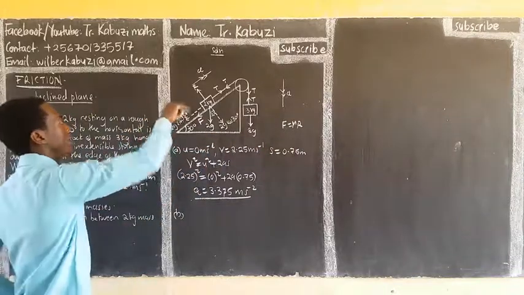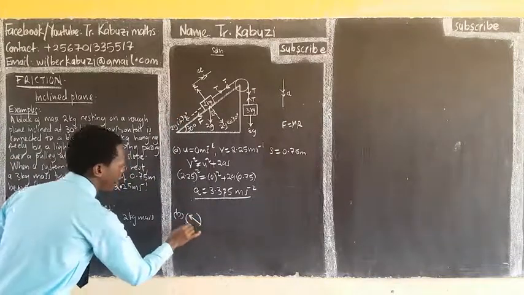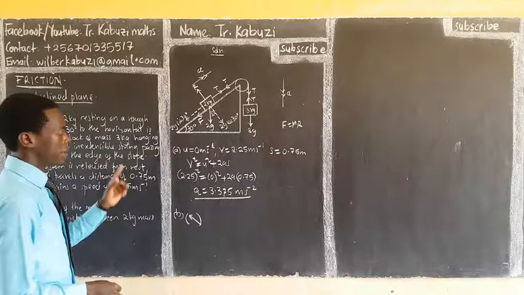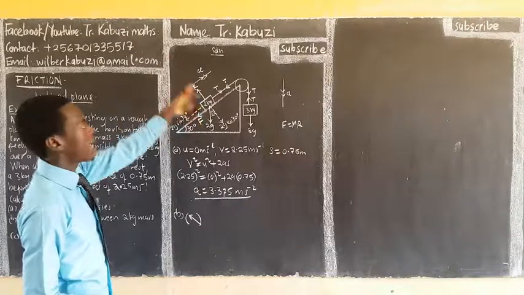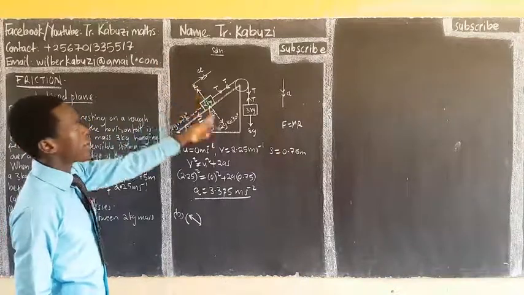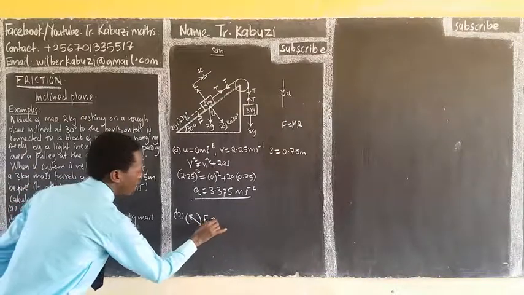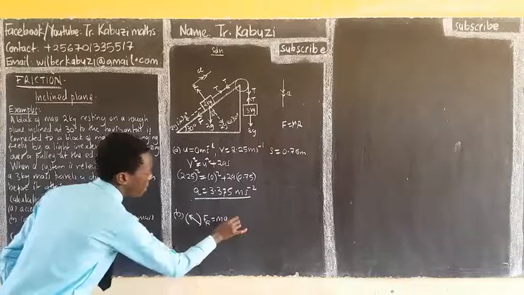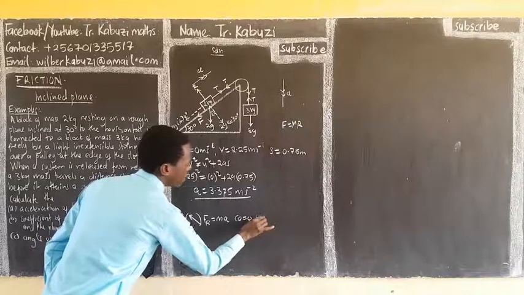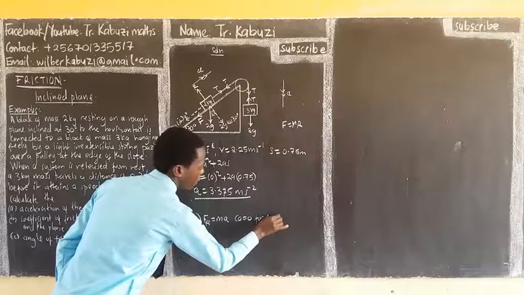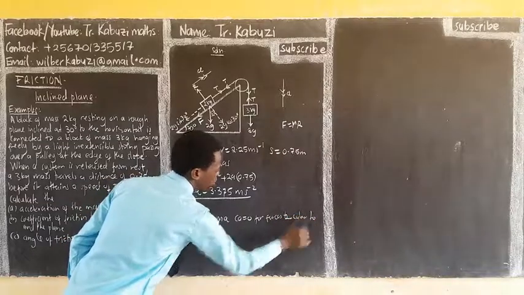So if I resolve perpendicular to the plane, we don't have any motion perpendicular to the plane. So meaning, from there our F equals mass times acceleration, but a is equal to 0 for forces perpendicular to the plane.